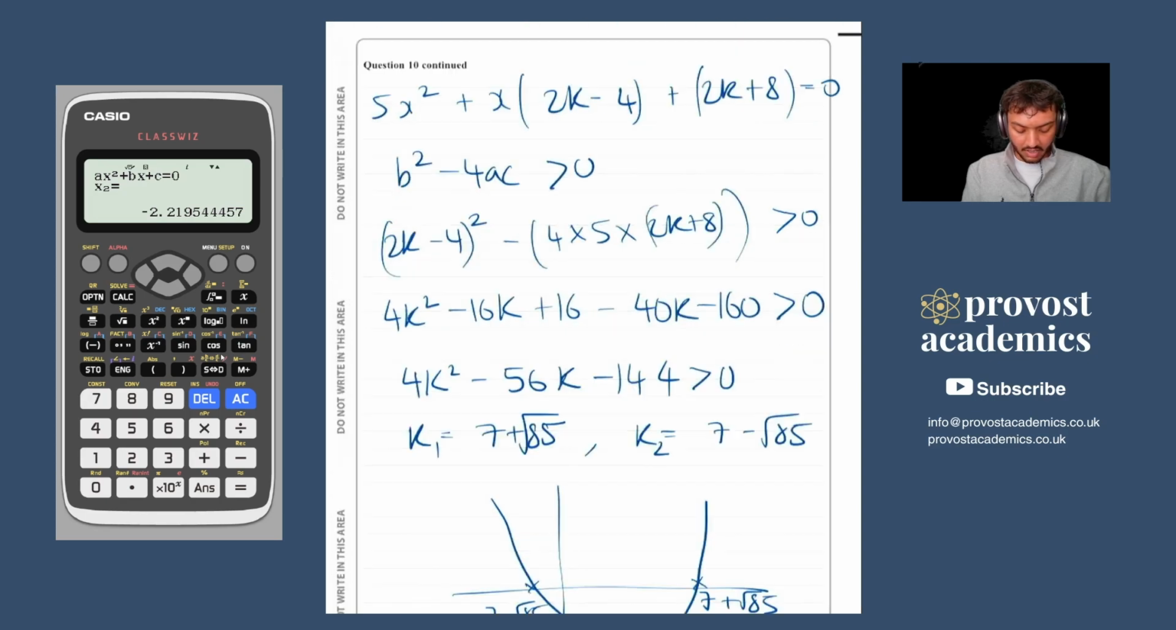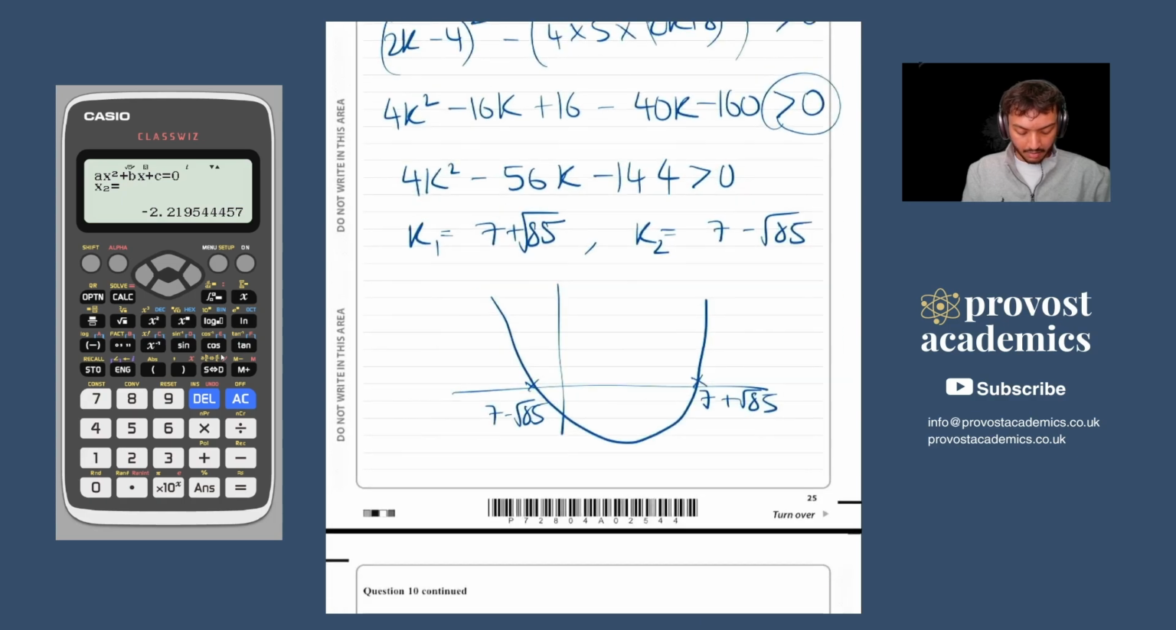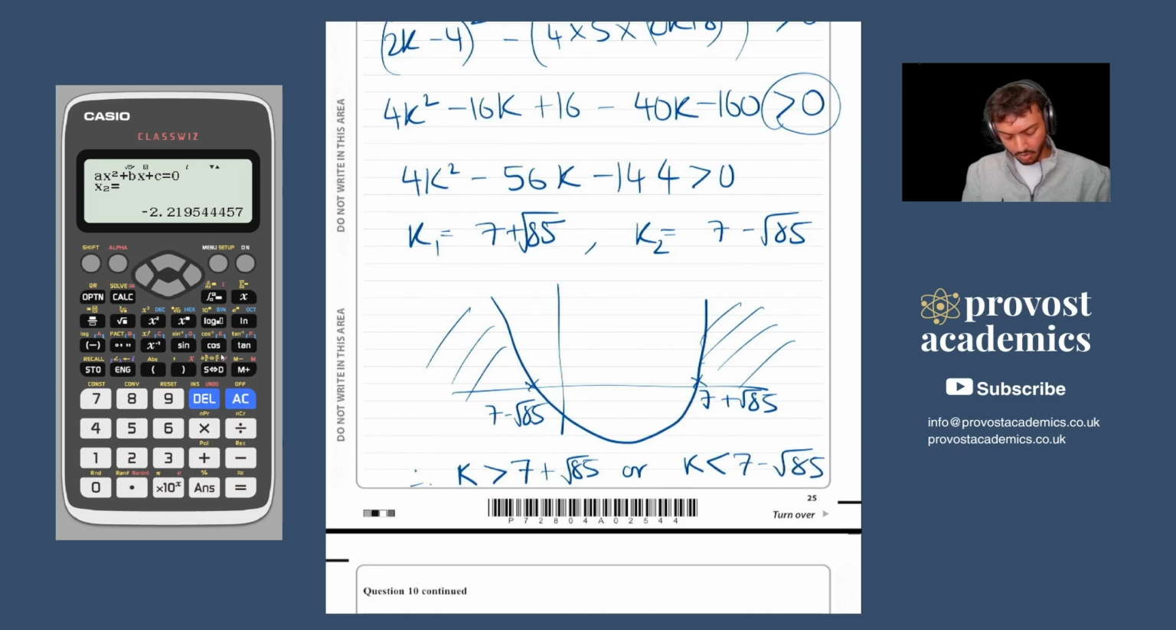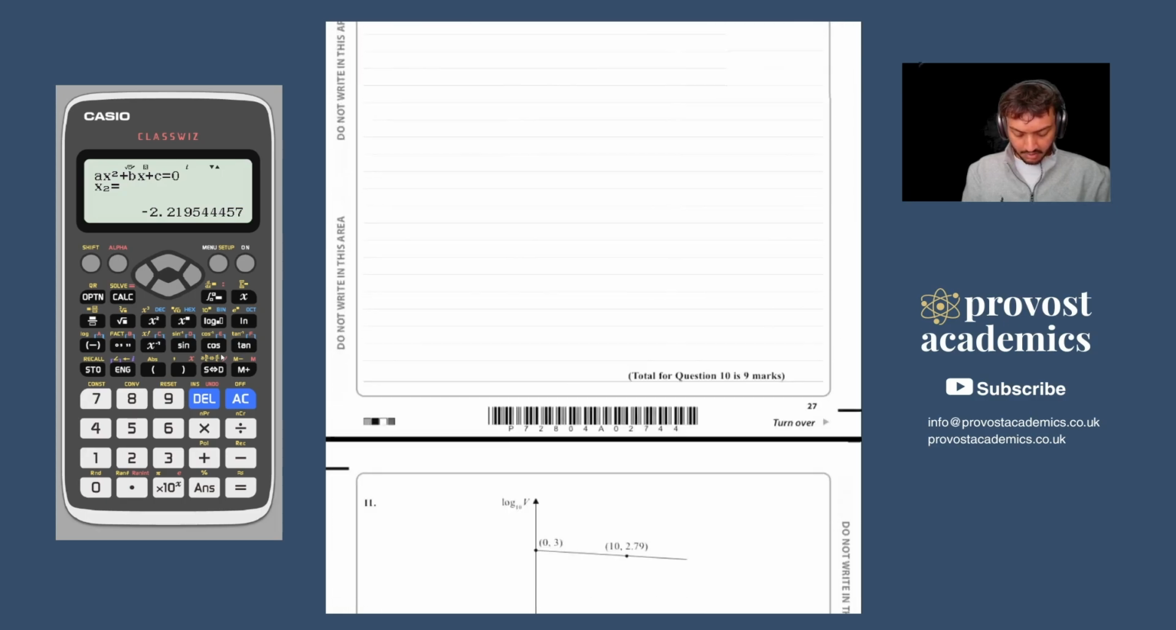If I'm looking for an answer that is greater than 0, I'm actually looking for this area right there. So therefore, the range of values we're looking for is k greater than 7 plus root 85, or k less than 7 minus root 85. Okay, actually it shouldn't be and, it should be or. Perfect. So let's carry on.